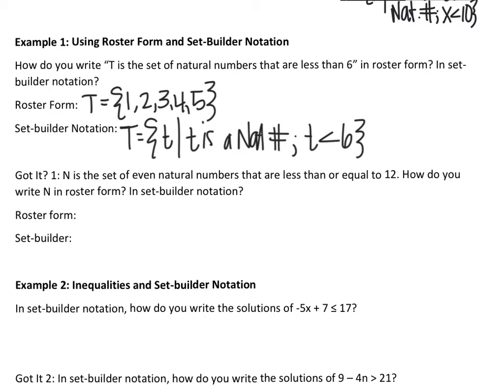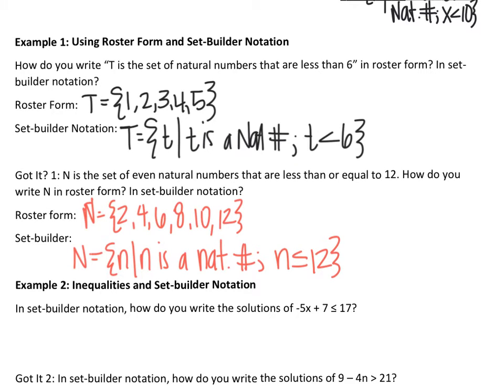Question number 1. I want you to write N is the set of even natural numbers that are less than or equal to 12, and then write it in set builder notation. Pause the video and I'll give you the answer in just a second. Okay, in roster form, that's going to be the list of numbers that are actually even natural numbers and less than or equal to 12. And then in set builder notation, you're just going to say N such that, and you're going to list the characteristics that it has to be. So you're going to say n is a natural number; n is less than or equal to 12.